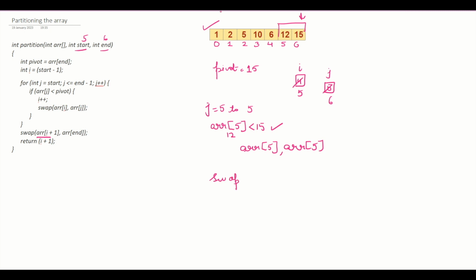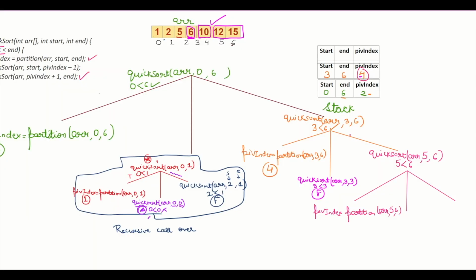Here we are swapping ARR of I plus 1, that means ARR of 6, and ARR of n, which is also ARR of 6. There will be no change in the array. And now we are returning I plus 1, that means we are now returning value 6 to the quicksort function. So the value of PIV index that we get is 6. Here I am also updating the stack that I had. So it was 5, 6, and the PIV index is 6.